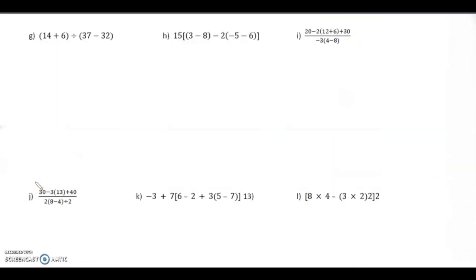Okay, G. We have bracket 14 plus 6, and then divided by bracket 37 minus 32. So let's go ahead and do the two brackets first, and then we'll just bring down the division symbol. And it's so important that we're writing down our page. Okay, 14 plus 6 is 20, and then 37 minus 32 is 5. So it's 20 divided by 5 is 4.